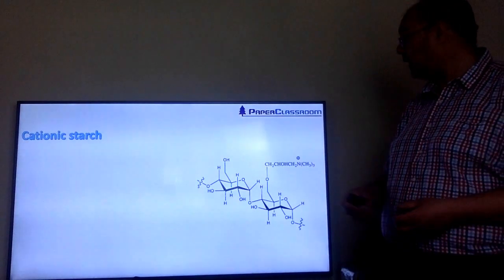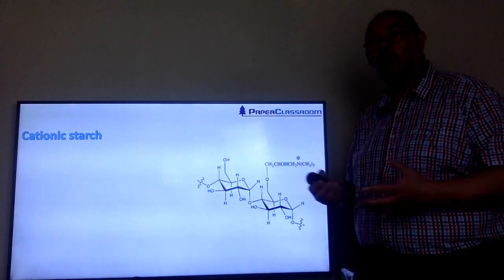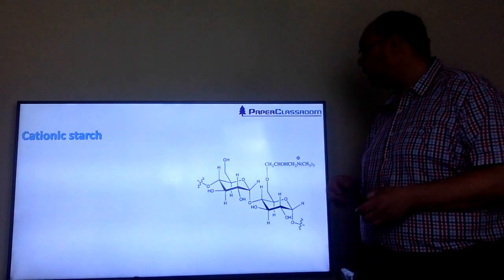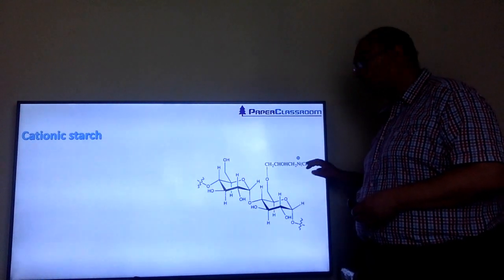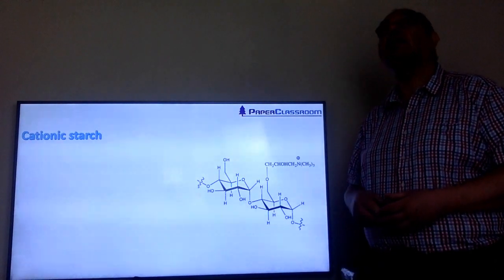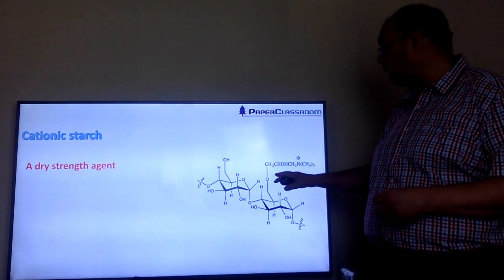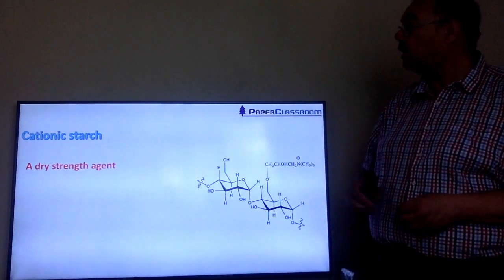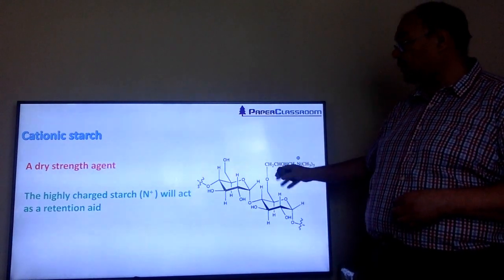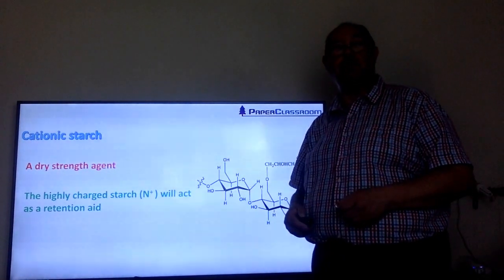Then we have cationic starch. There's a normal starch molecule. I've said in other videos that starch molecules have no particular affinity for cellulose, therefore the trend has been to cationize them. Cationic starches will now become very attractive to fibres, but also conversely fibres will become very attractive to the cationic starch molecule. So although we have starch as a dry strength agent, because of this high charge and the fibres coming to it, this will also act as a retention aid.